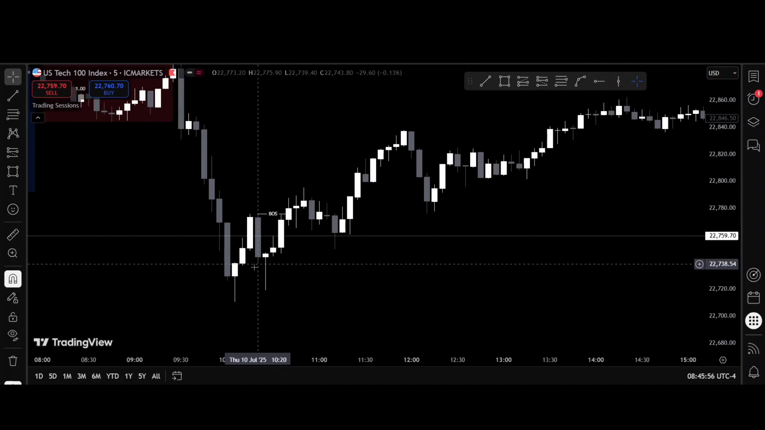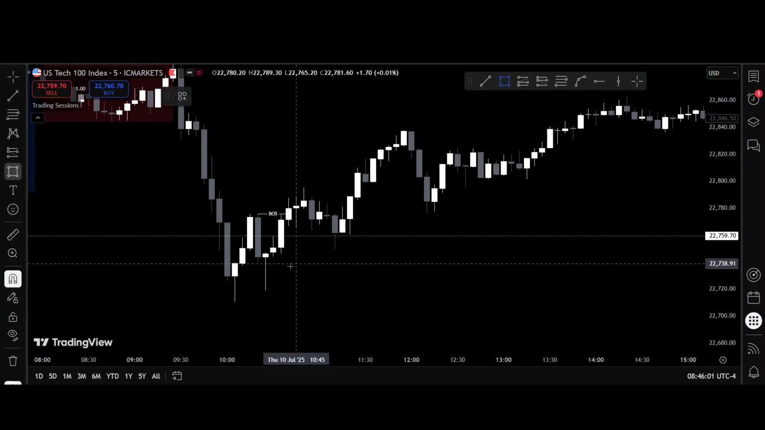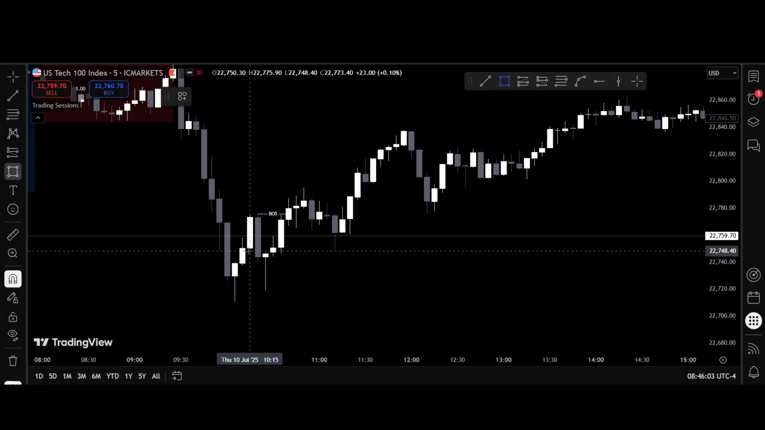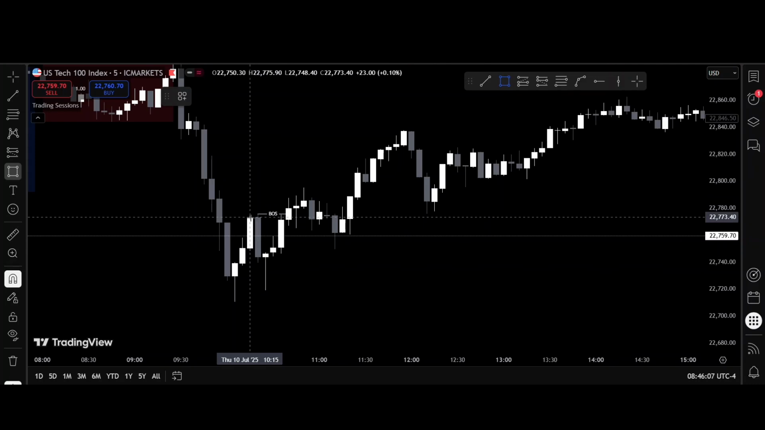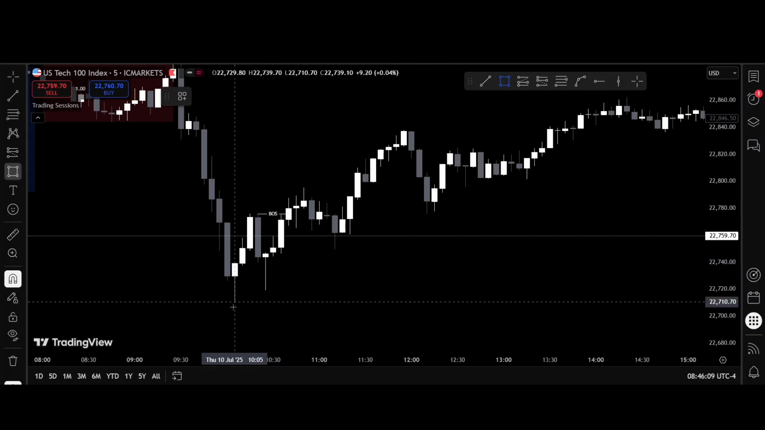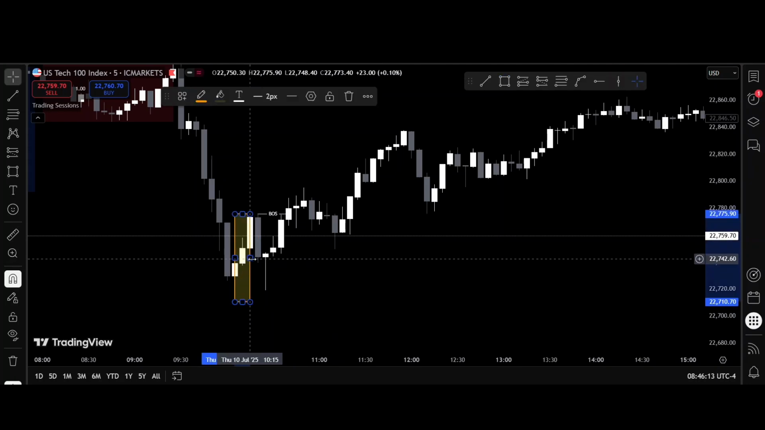Since this was a downtrend, the move up is your breaker block. You can use the first candle, or the whole range. Same as the order block.